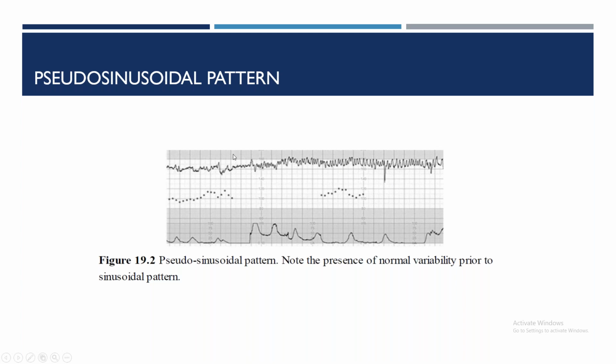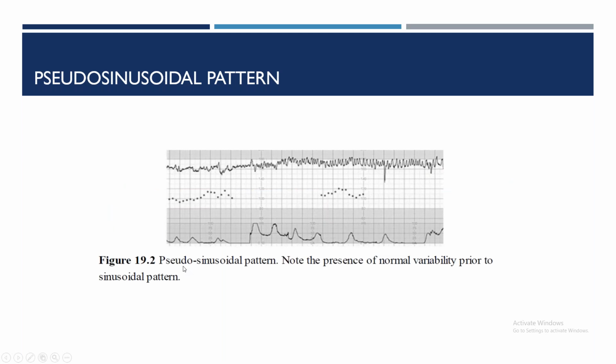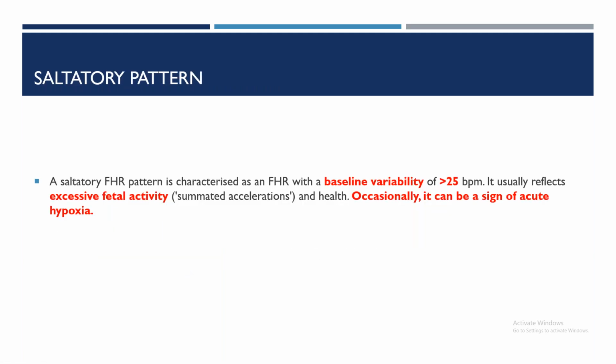And can you see the previous trace is normal? The variability is normal, the baseline heart rate is normal. So the previous trace is normal, and suddenly it has started this pseudo-sinusoidal pattern. So it may be due to either fetal anemia or thumb sucking, and here the variability is preserved. So this is pseudo-sinusoidal pattern, and another is saltatory pattern.